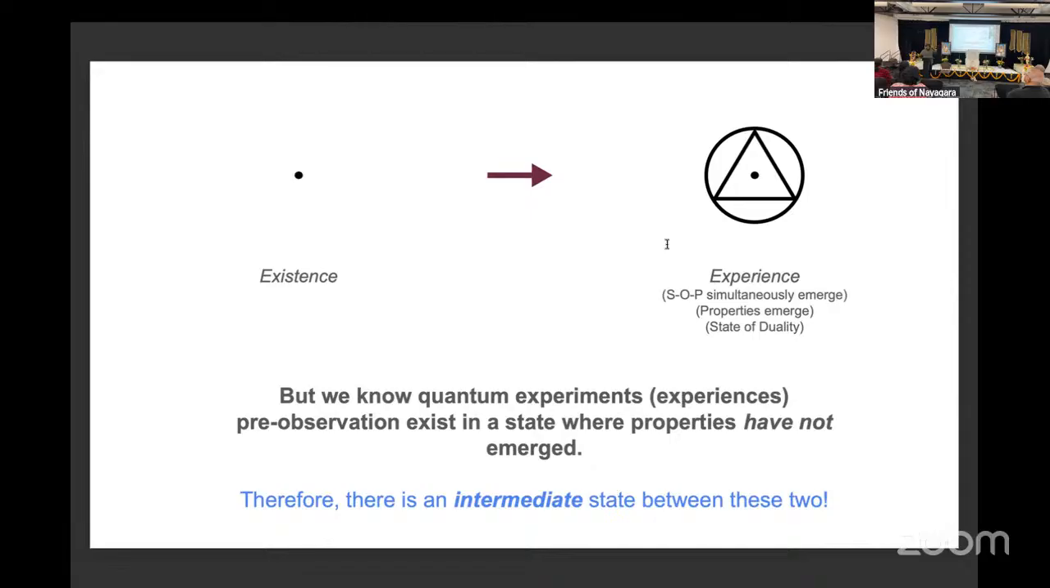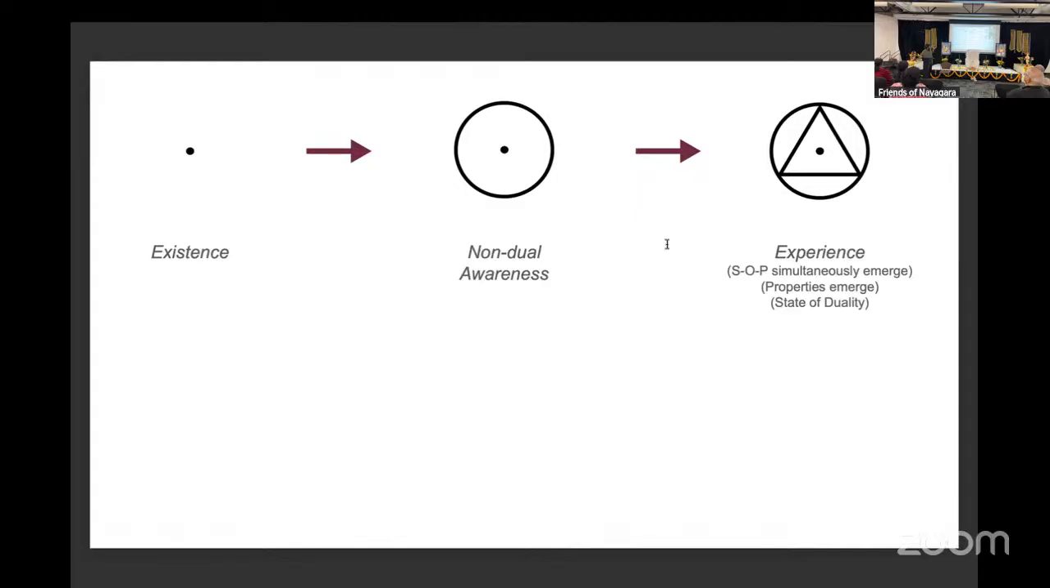Right? And that, call it whatever you want, just give it some name. So we will just call it non-dual awareness. Right? We will give it some name. But the important thing is it's a state where experience has not emerged. But it's not just existence, something else. And I know this not from some deep meditation I did. I know this because the data I get from my experiments is forcing me to believe that there is something there. Right? There is some intermediate state that is there. Okay?